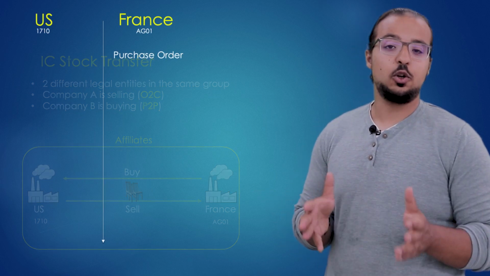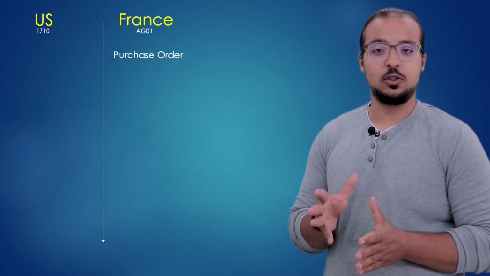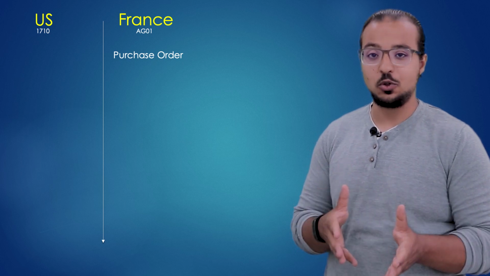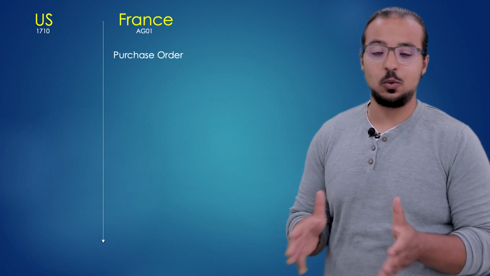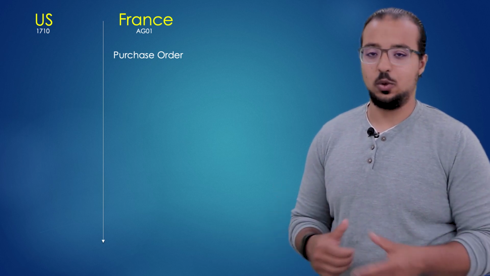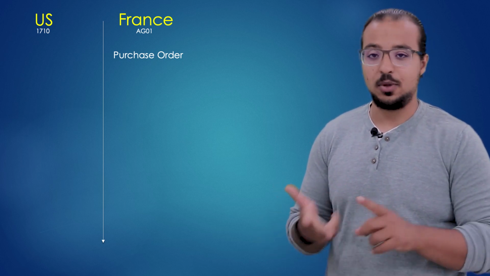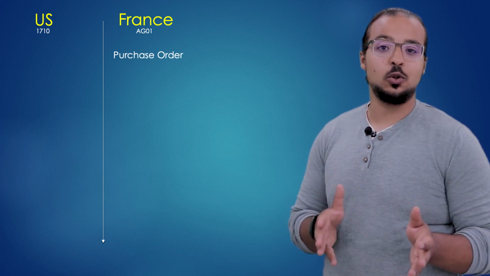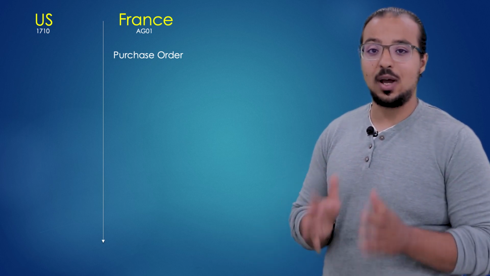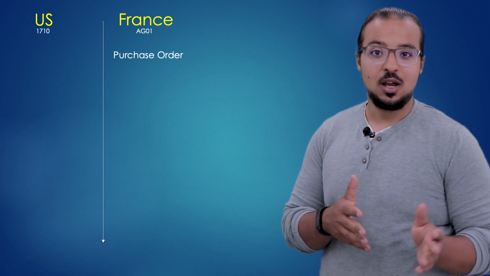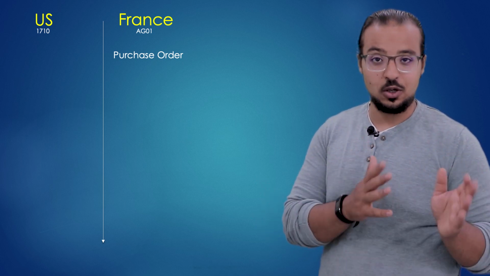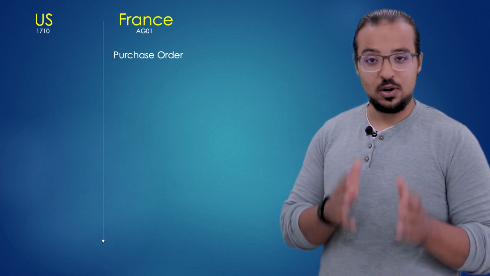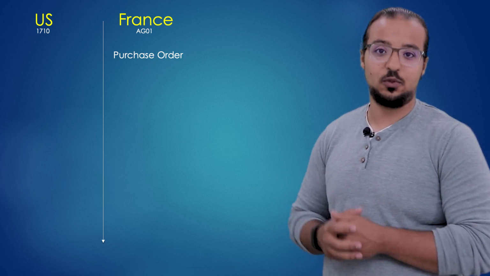Let's go on. The intercompany stock transfer process starts with the creation of a purchase order in France, which is exactly similar to any purchase order we create to any external supplier. So it has the products, the Incoterms, the payment terms, and so on. This purchase order that we created in France will also act as a sales order in US, which means that all the following steps that will be done in the selling side in US will be done with reference to the purchase order we created in France.